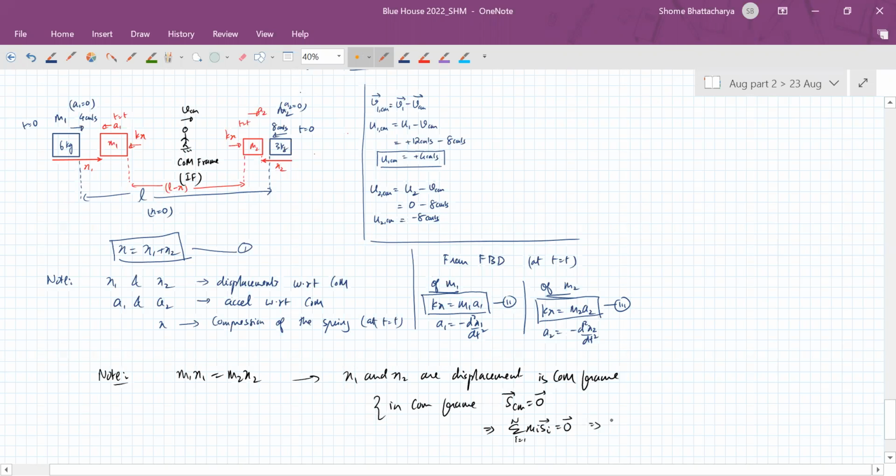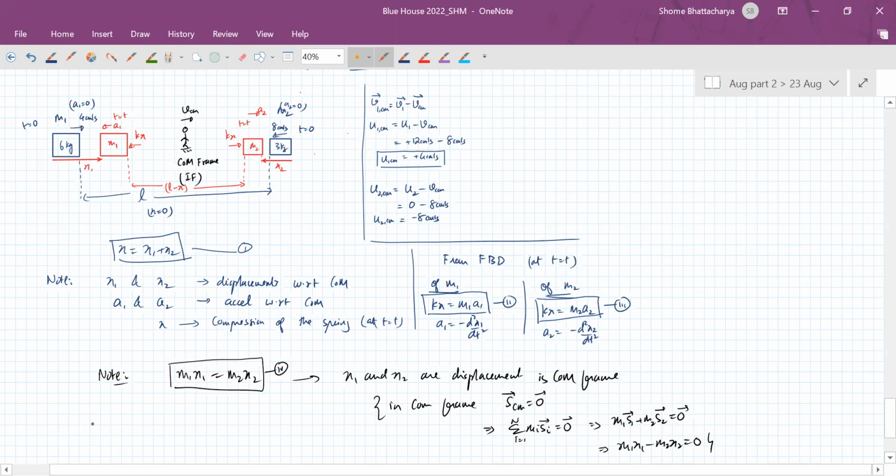Okay. So basically the vector sum of m1 s1 plus m2 s2 must be 0 in the center of mass frame. Therefore m1 x1 minus m2 x2, written as a scalar, should be 0. So this is an additional equation that I have now.